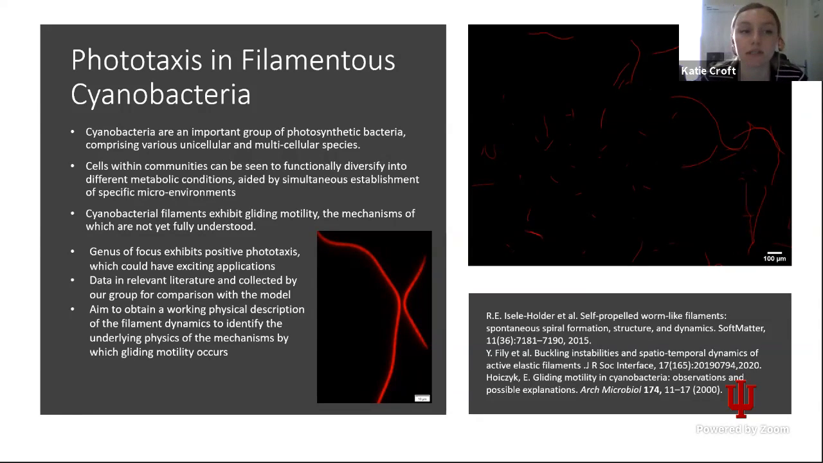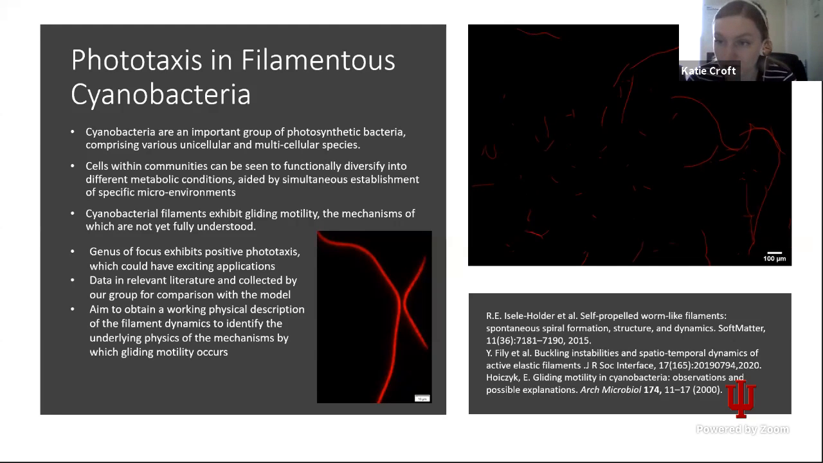So our project is focusing on filamentous cyanobacteria. They're an important group of photosynthetic bacteria responsible for producing a large amount of the oxygen that we breathe. They comprise various unicellular and multicellular species, ranging in size from filaments of just a few cells, like you can see in the images I've got here, up to large communities arranged in microscopic biofilms.